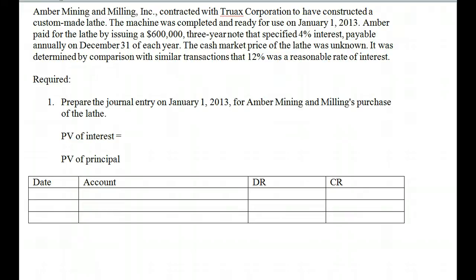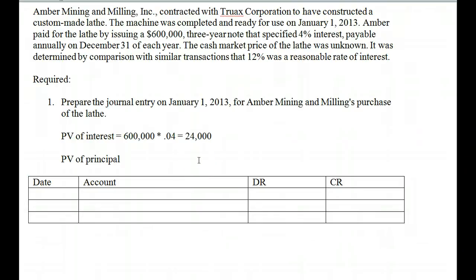So what are we going to do? Well, for the PV of interest, the first thing we need to find is how much interest is going to be paid. So we're going to take that 600,000, multiply it by 4%, and that's going to show us that 24,000 in interest is paid annually on this note. Now the next thing, you can either use the formulas or we're going to use the charts just because the charts are easier. So we're going to look at our charts.